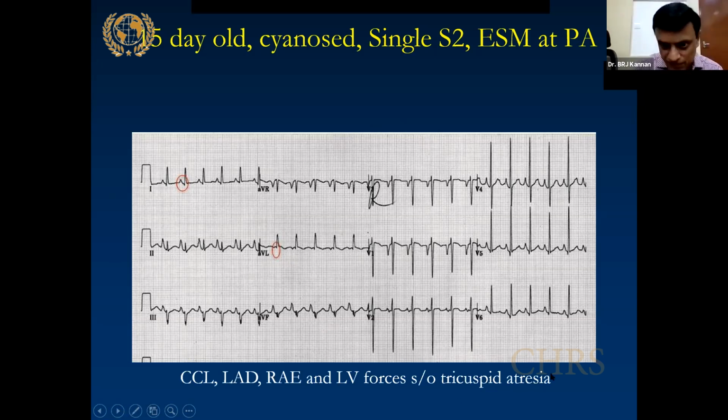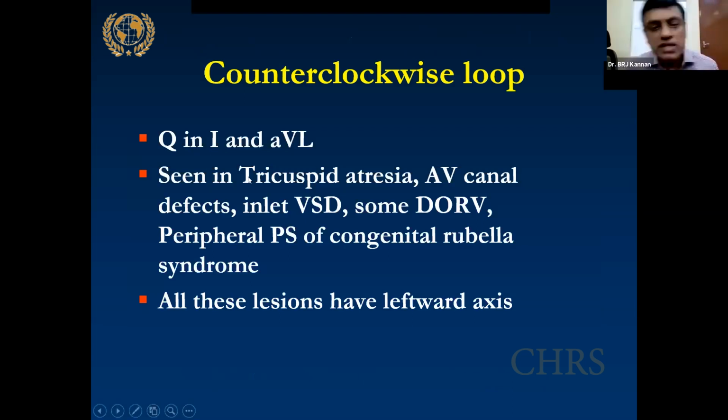Okay, please have it in mind. This is a very specific finding. So when do we say it is a counterclockwise loop? There is Q in 1 and AVL. This counterclockwise loop is seen in tricuspid atresia, AV canal defect, inlet VSD, some forms of DORV, in some peripheral PS of congenital rubella syndrome. I think you can forget about the last two. You can just have it in the corner of your mind. But these things remember: tricuspid atresia, AV canal defect, and inlet VSDs. And most of the time, whenever you have counterclockwise loop, you will also have left axis deviation of the QRS.